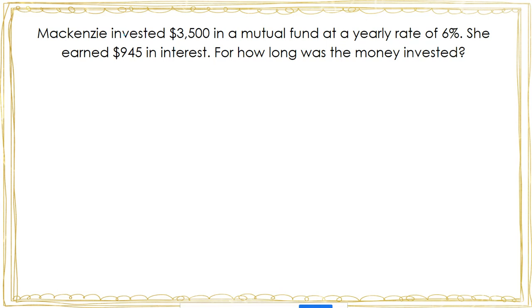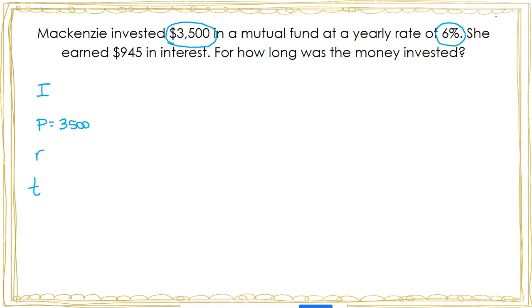For this problem, it says that Mackenzie invested $3,500 in a mutual fund at a yearly rate of 6%. She earned $945 in interest, so for how long was the money invested? So let's look at what we have here. I know that Mackenzie invested $3,500. That is our principal amount since that's what she first invested. And she invested it at an interest rate of 6%.